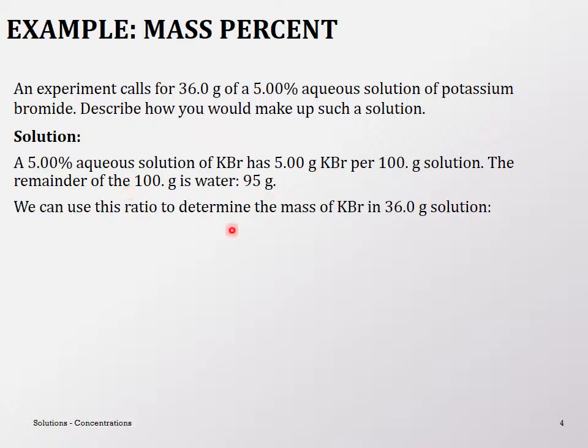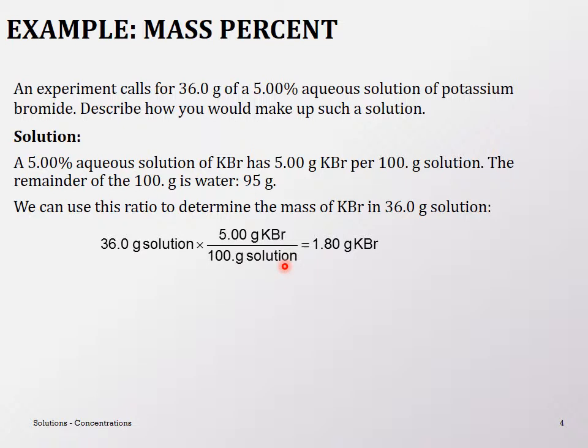So use this ratio to determine the amount of potassium bromide you would need in 36 grams of solution. So here is the setup. You have 36 grams of solution that you need, and in that solution 5 grams has to be potassium bromide and 100 grams is the solution. This is the percent solution. Please make sure you write your units, because you can see the solution and solution, so you know how to cross that out.